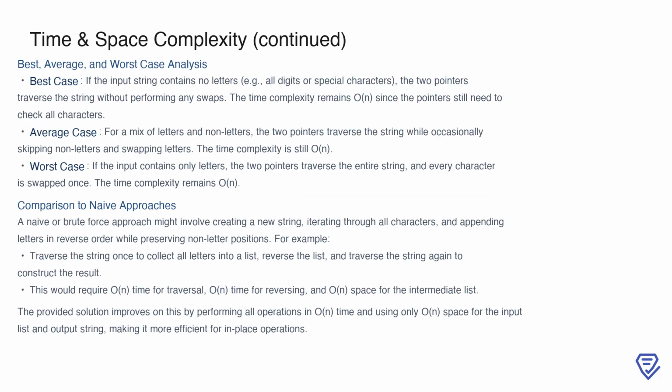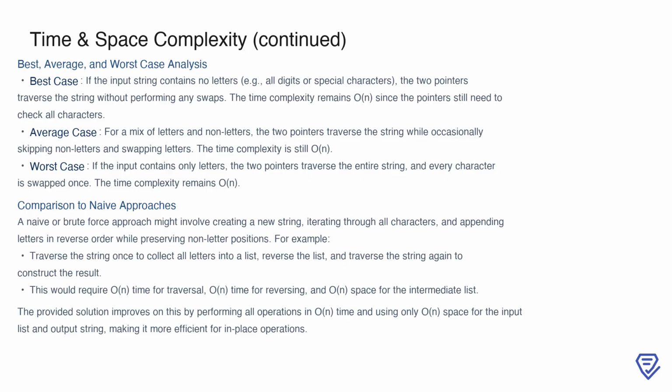Next, let's examine how the algorithm performs in different scenarios. In the best case, if the input string consists entirely of non-letter characters, the two pointers simply traverse the string without performing any swaps. Here, the time complexity is still O(n), because the pointers must check all characters. In the average case, when the string contains a mix of letters and non-letters, the pointers skip over non-letters and occasionally swap letters, but the traversal still takes O(n) time. In the worst case, when the string is made up of only letters, every character is swapped once, and the time complexity remains O(n).